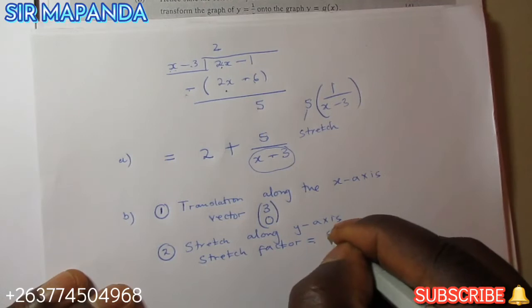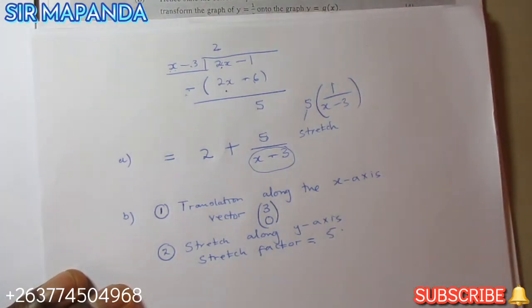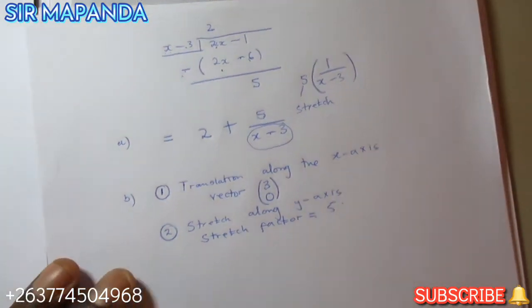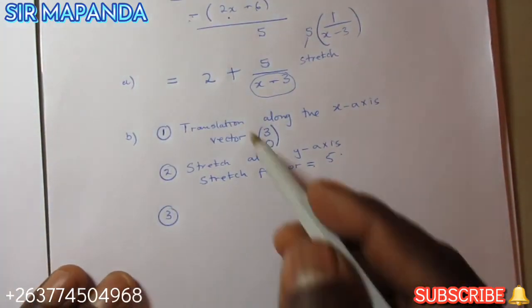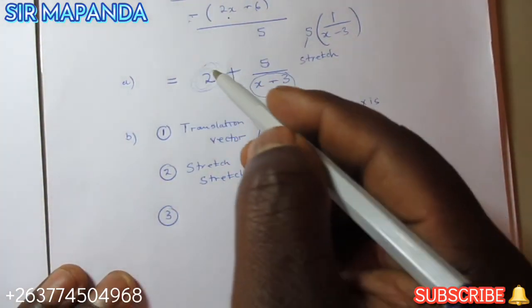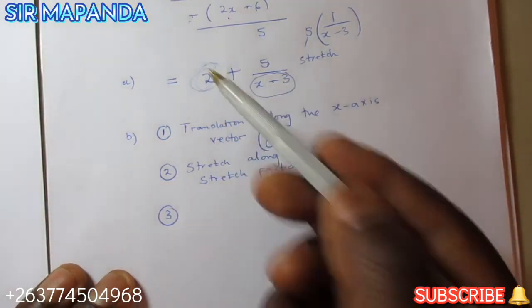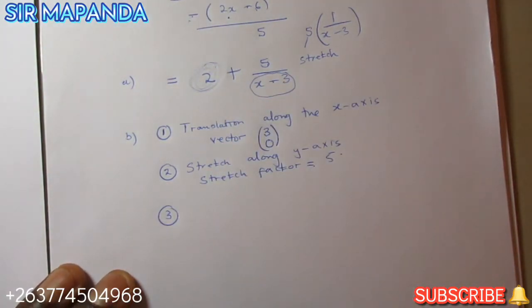So the stretch factor is 5. Right, I hope you are following. Then we move on to the third one. And the third one is going to be obtained by 2. These 2 represent translation along y-axis.